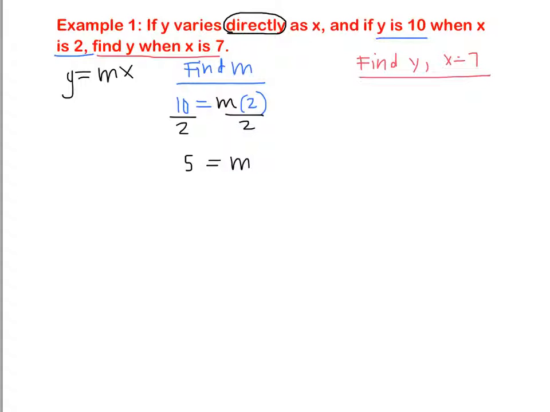So now you have an equation with m as 5, because that's what we found in step 2. So now you go ahead and put m in, and now you just use the information given. So it says find y when x is 7. So just plug in 7 for x, and you'll get y is 35 for our final answer.